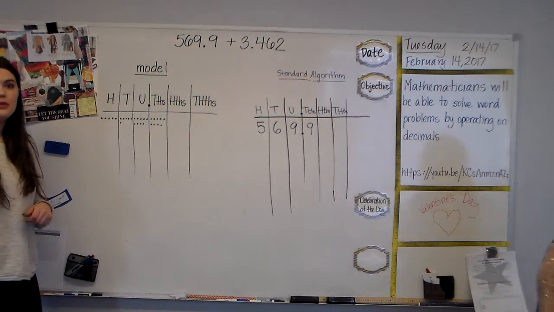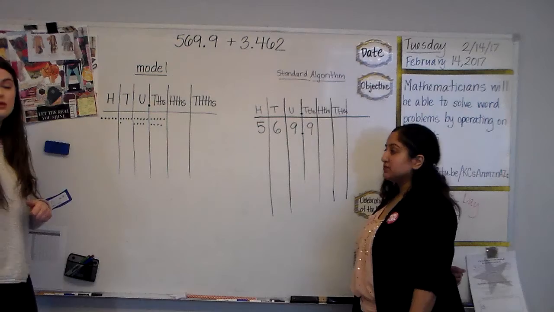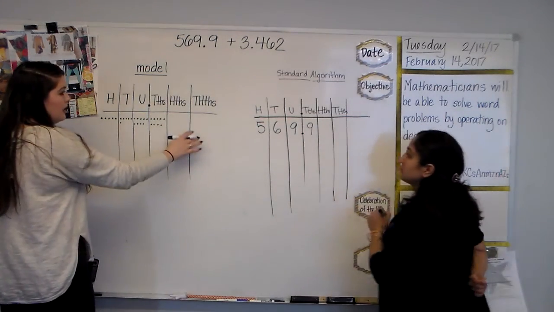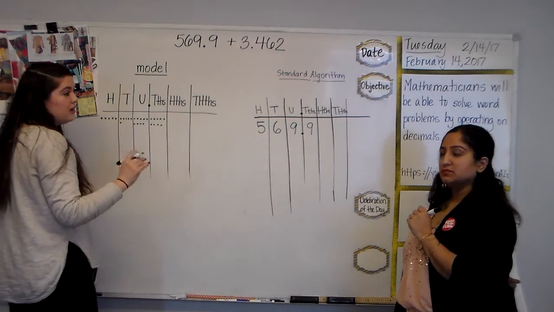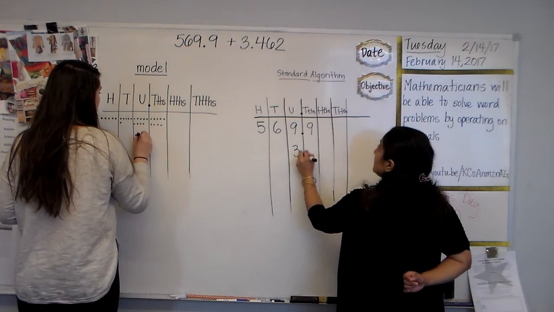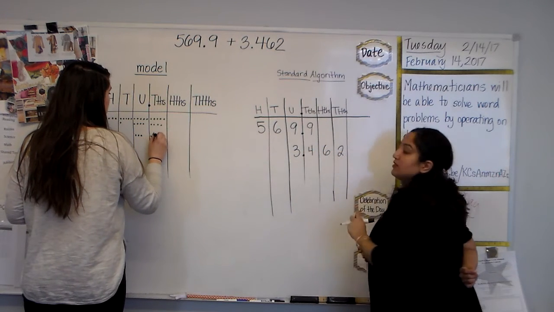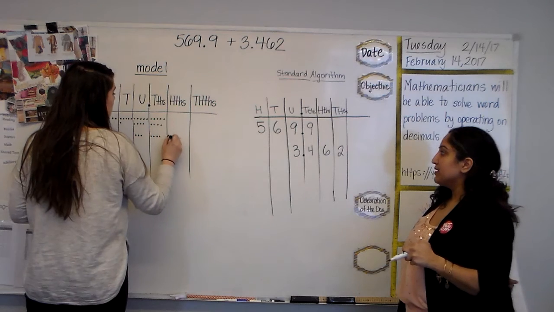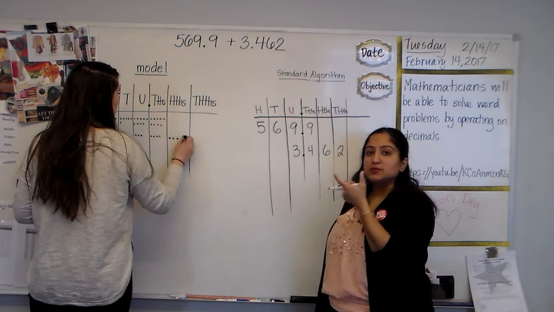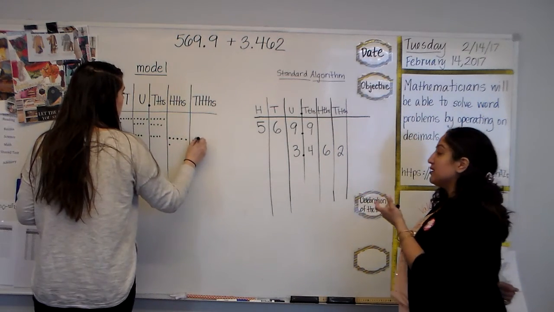Next, we're both going to represent our second number, 3 and 462 thousandths. We're going to skip a small space in our place value chart. This will help us keep everything extremely organized. Notice that even with this model, everything is in groups of 5. That helps us count quickly and make sure that our model is accurate.